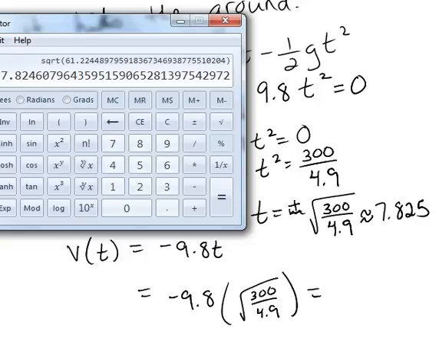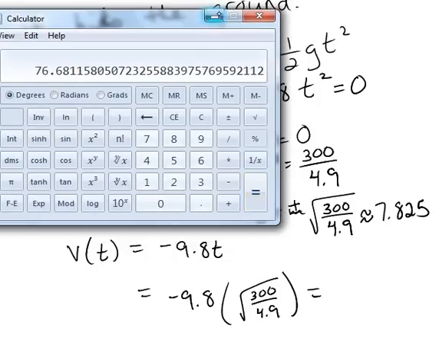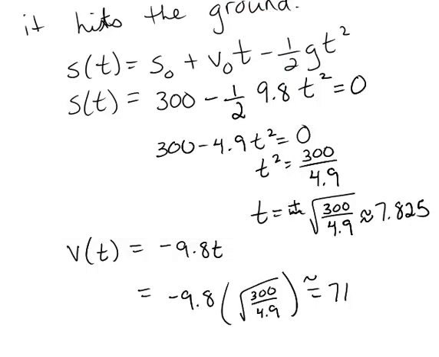And I've already got it stored here, so I'm just going to do times 9.8, and I get 76.681 approximately. Yeah, and it's negative, but that just means it's going down. It goes up and then it comes back down, so the negative is just the direction. So 76.681 meters per second is the velocity at the moment it hits the ground.